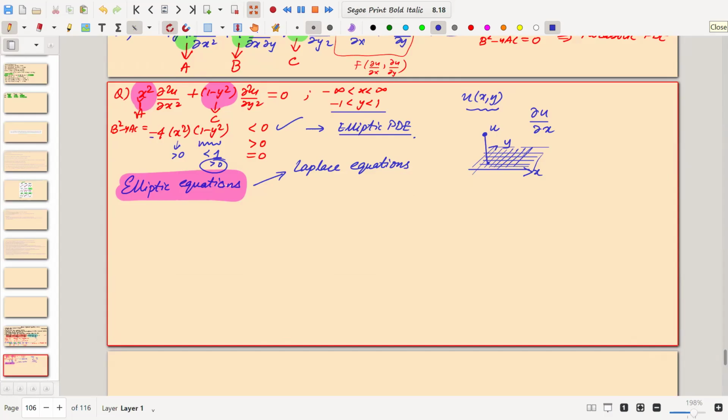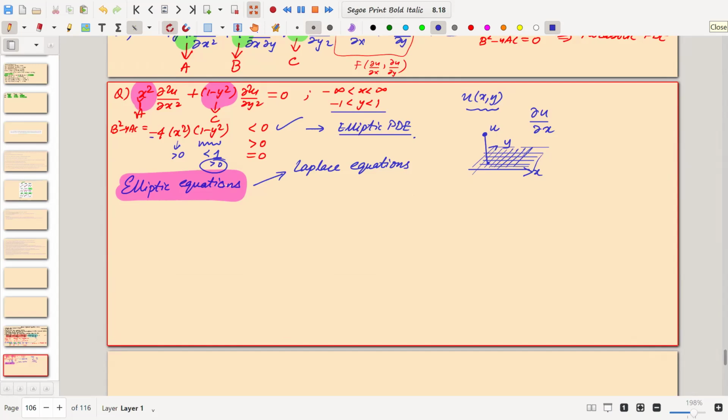Think that this paper is x and y, and this paper is u. So u is a function of x and y.